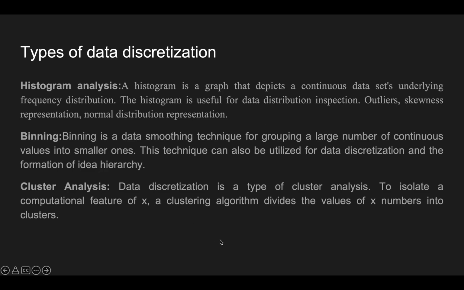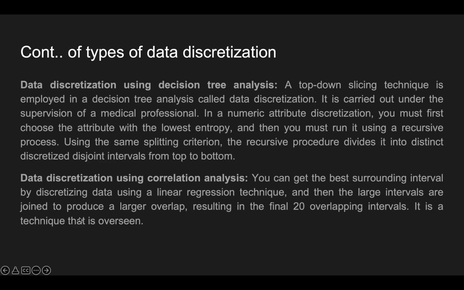Next is the cluster analysis. Data discretization is a type of cluster analysis to isolate the computational feature of a variable. Let's take a variable x. A clustering algorithm divides the values of x into clusters. Then next is data discretization using decision tree analysis. A top-down splitting technique is employed in the decision tree analysis called data discretization. It is carried out under supervision in the numeric attribute discretization.